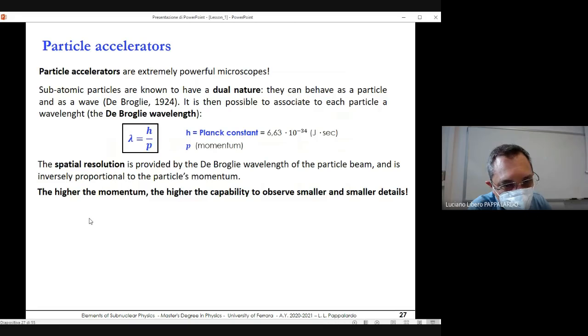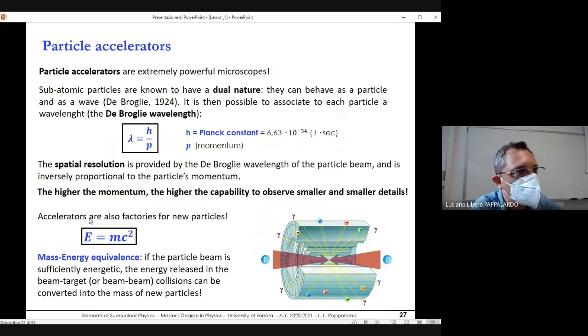But there is also another reason to construct and use accelerators, that is, of course, to discover new particles and generate new particles in the collision. And this is possible thanks to the well-known mass-energy equivalence from special relativity. Suppose that you have two colliding beams, from one side and the other, or a beam colliding on a fixed target, it doesn't matter. If the particle beam is sufficiently energetic, and so if the center of mass energy is sufficiently high, then the energy released in the collision can be converted into the mass of new particles.